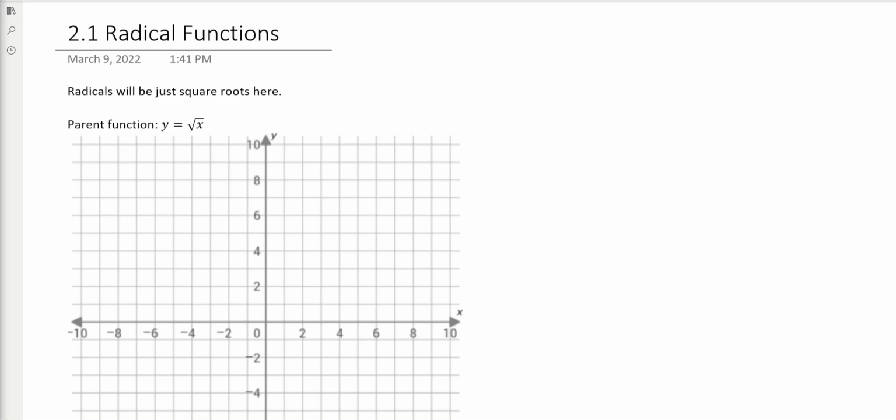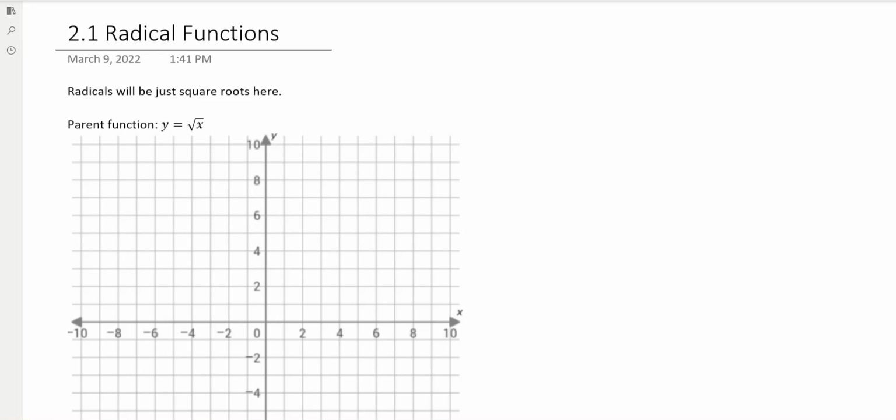This will hopefully be a relatively quick summary video of what we learned in class, but we'll see how the timestamp below shows how long this is going to be. Radicals will be just square roots here. We're not looking at cube roots or fourth roots or something like that at this point. So we're just looking at square roots.